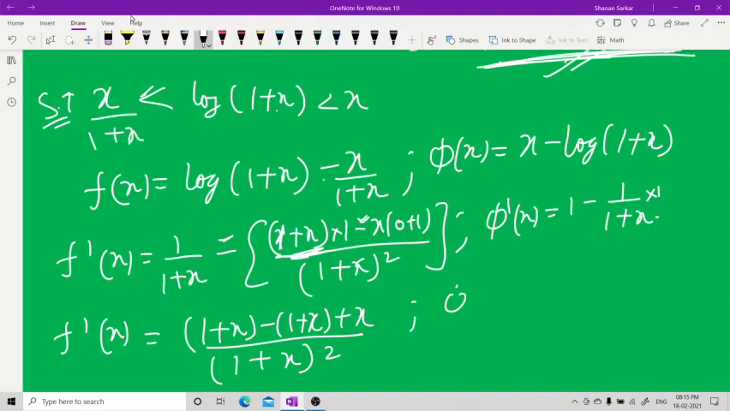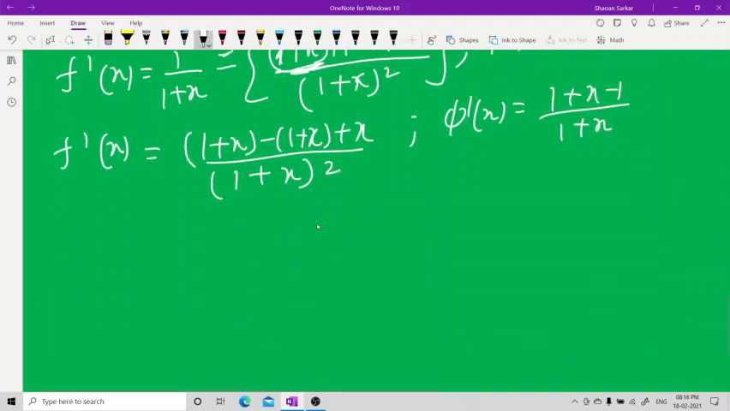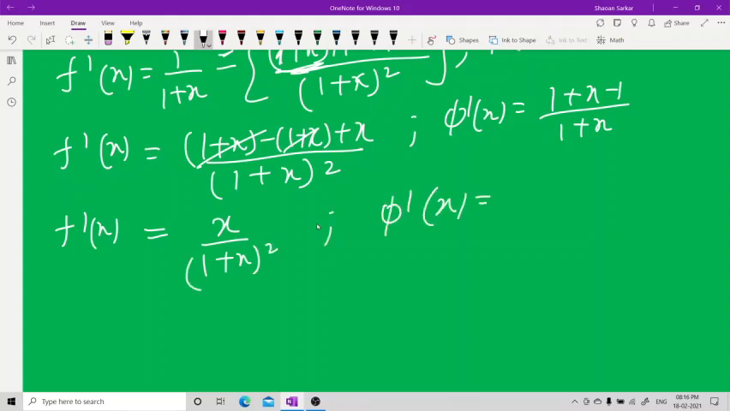Similarly, you take an LCM here. So now you will have 1 plus x minus 1 upon 1 plus x. And in the next step, f dash x, this cancels out, is x upon 1 plus x whole square. And phi dash x comes out as, cancelling this, x upon 1 plus x.